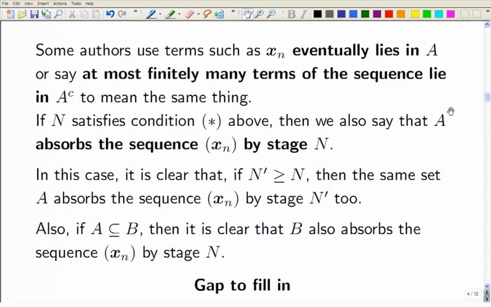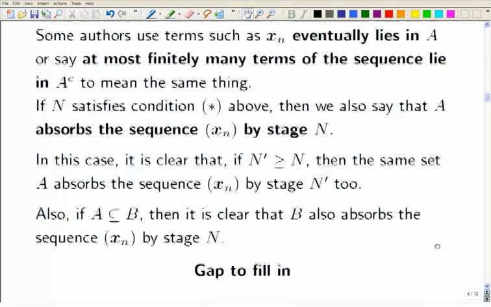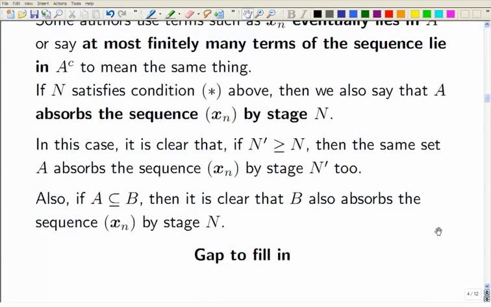But there's an advantage that we'll see to phrasing it my way. It actually turns out to be a grammatical advantage. You make the set the subject of the sentence, and you say the set absorbs the sequence instead of the sequence is eventually in the set, and that helps in one of the later definitions. For more on this, if you look at my blog, you'll see why I've introduced this term. I haven't introduced it for no reason at all. I have found that it helps.